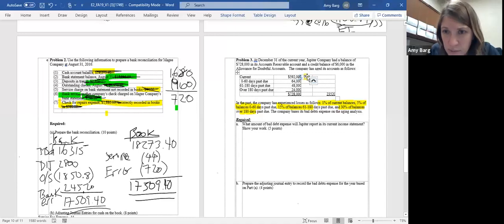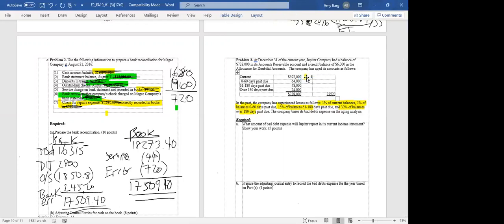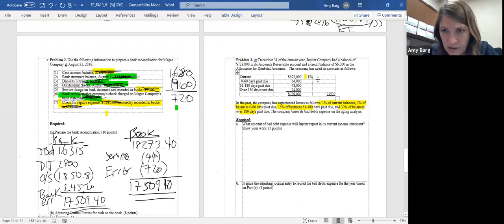Type so it's not so messy. All right, so current, it says it's 1%. So 1% of 592 is what, 5,920. For 0 to 60 days, it told us that it was 5%.